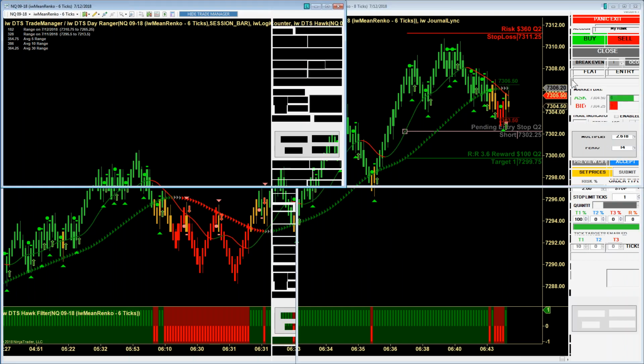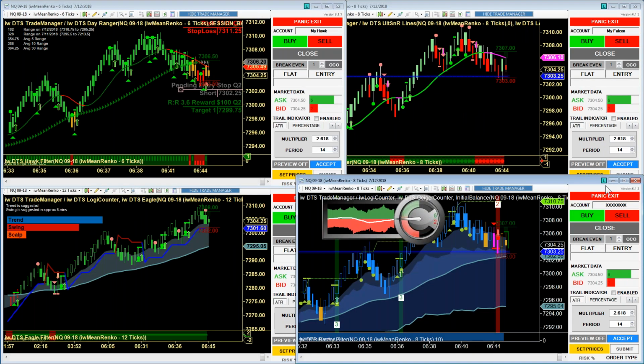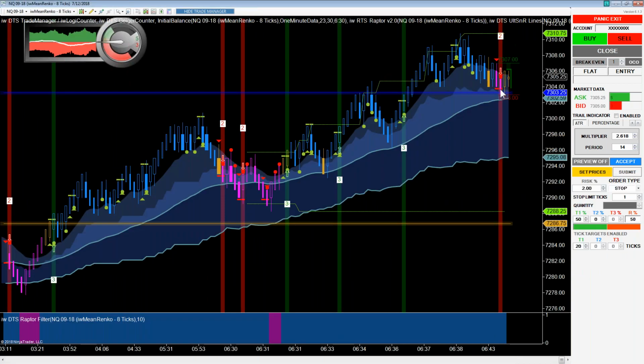Now, here on the Raptor, we're probably producing a number two signal. And yes, lo and behold, there we are. So, same type of idea. The Raptor, actually a hybrid of the Hawk, the Falcon, and the Eagle, is picking up on that same signal that we're seeing on the Hawk. So, here's a number two signal.